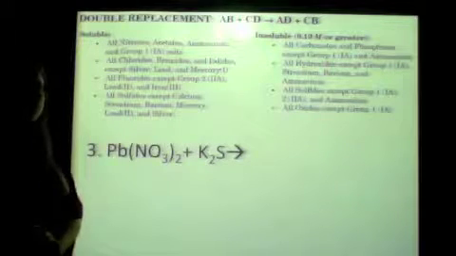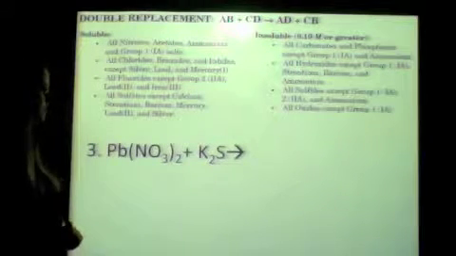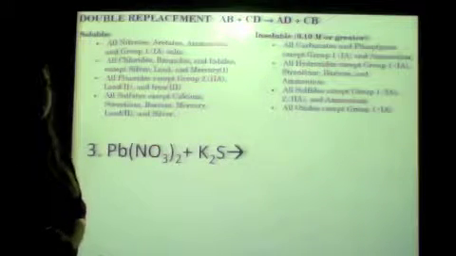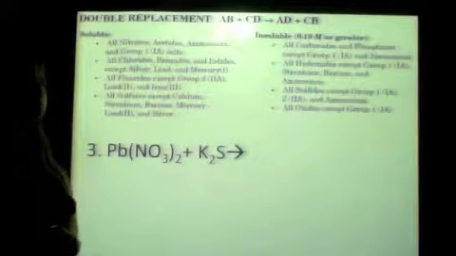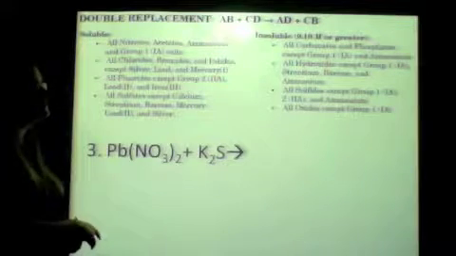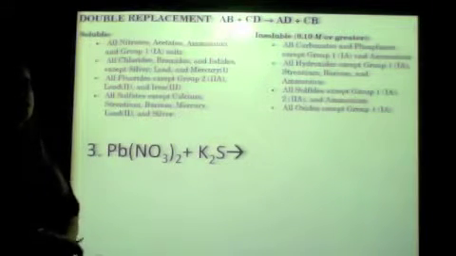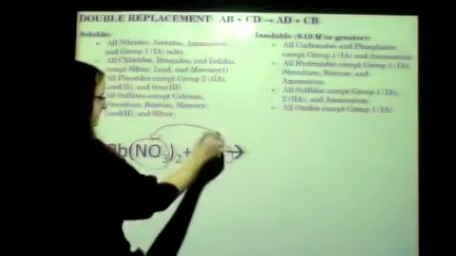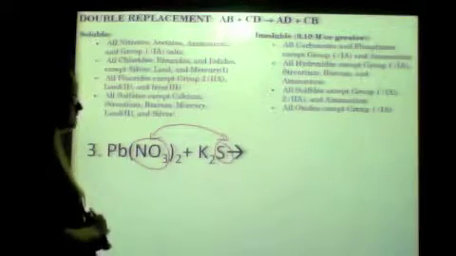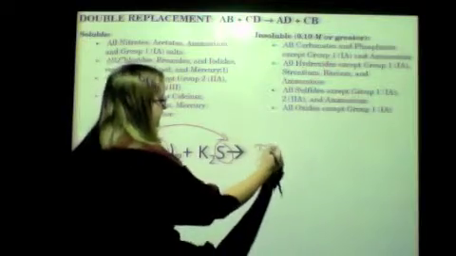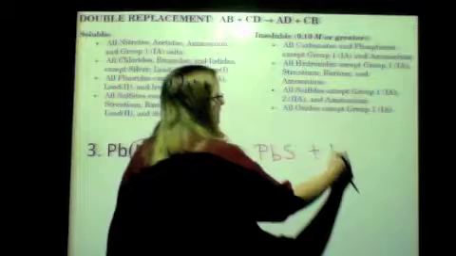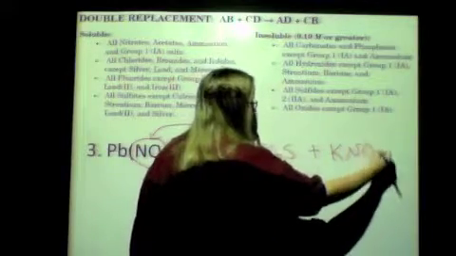Okay, this is the hardest of the ones that we're doing. There's only one slight little thing to it, and we've done it before, so it's nothing new. It's just taking what we learned just now and bringing an old topic back. So first step, switch. So NO3 is going to switch with S. So we get PbS plus KNO3.